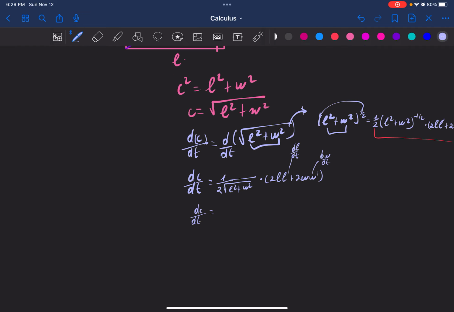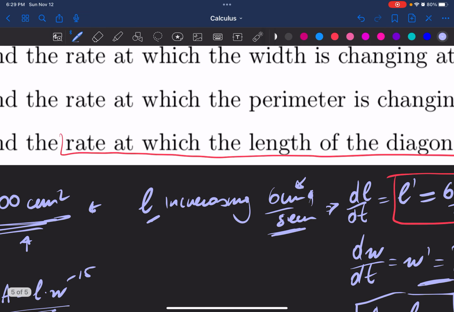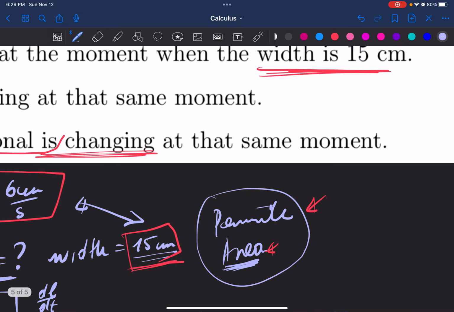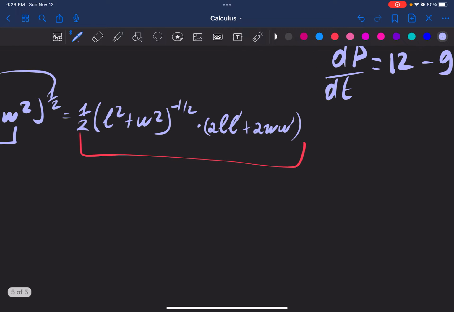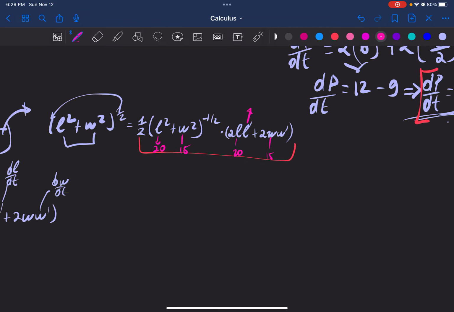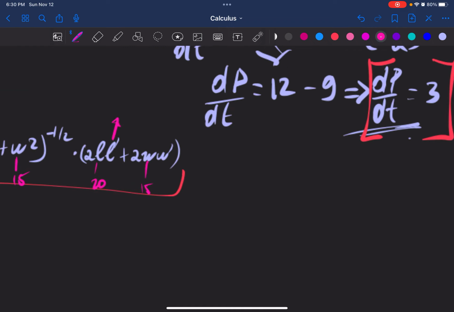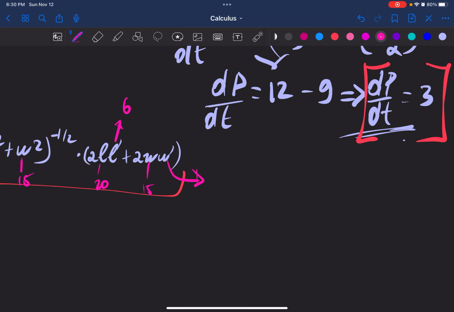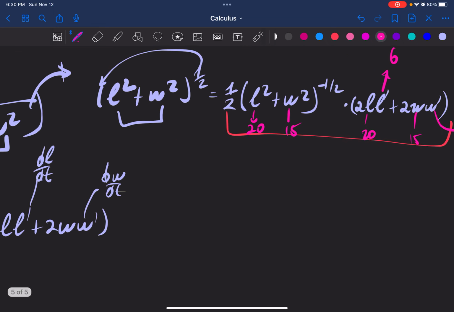But now remember that I said to find the rate at which the length of the diagonal is changing at the same moment. Remember that we already found all of those values. We know what the length is at that moment. We found that it was 20. We know that the width is 15. And we know that dL/dt, which we knew from the beginning, was 6 centimeters per second, and dW/dt, which we just found to be negative 9 over 2. I can put all of them in here, right?